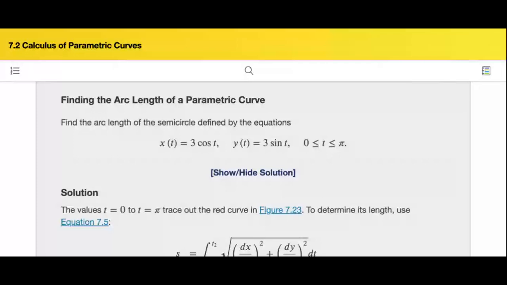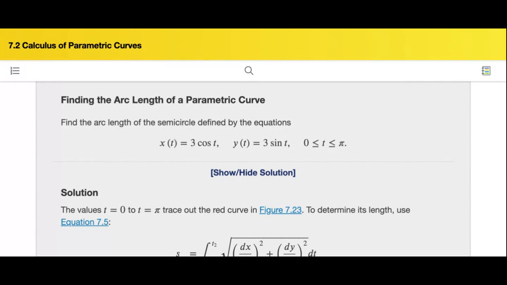Well, let's think about it. What's 3 cosine t? What's the trajectory of x and y will make? It's the circle centered at the origin with radius of 3, right? So think about a circle with radius 3. From 0 to pi, it's like a semicircle.